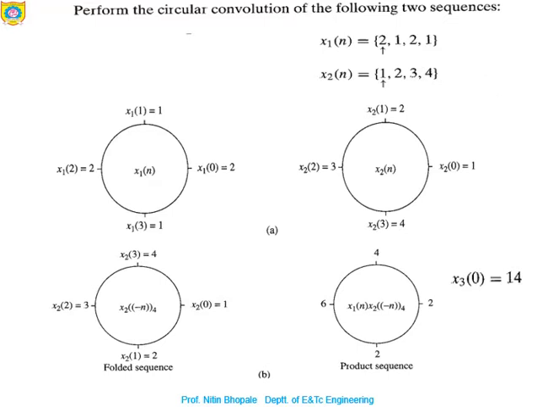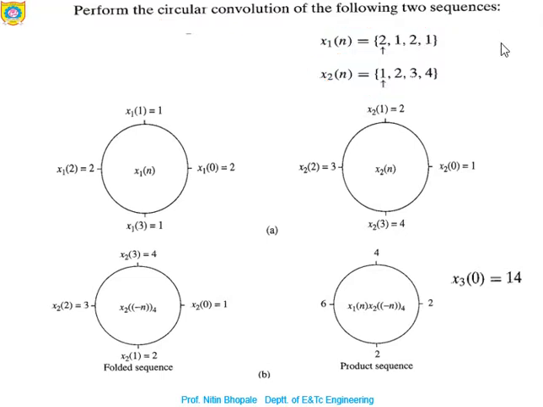Now let's see one of the simplest examples. It is asked to find out the circular convolution of the following two sequences. These are the two sequences given: one is x1 of n, the second is x2 of n. Both the sequences have 4-point sample values, so naturally we need to go for 4-point circular convolution. For circular convolution to be valid, we need to have both the sequences with the same number of samples.